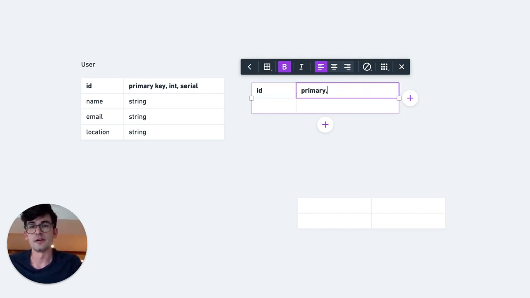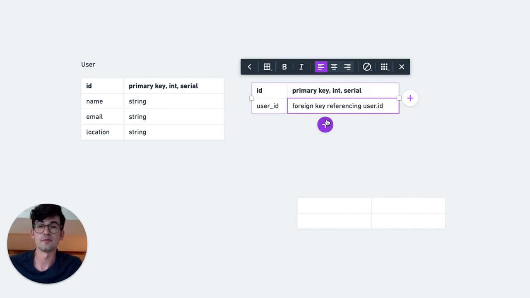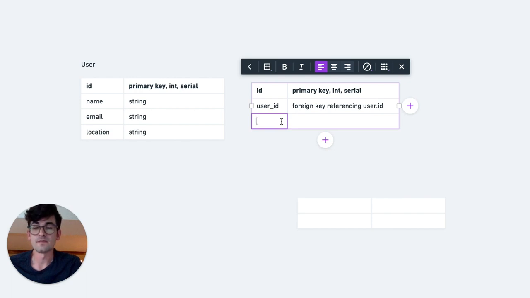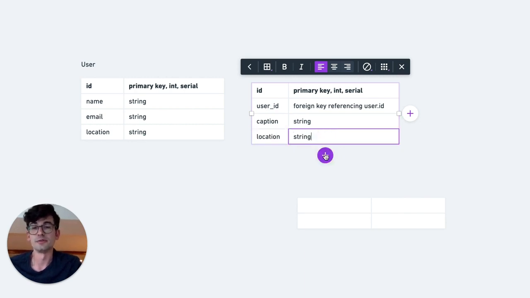This is going to be, again, our primary key. We're also going to have a foreign ID referencing the user. So this is going to be a foreign key referencing user.id. That would be our relationship between these two tables. We're probably going to have maybe a caption or description for this image, and then we might have additional metadata like the location it was stored, which might be a string or coordinate type.